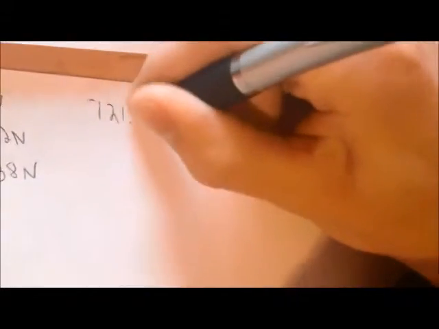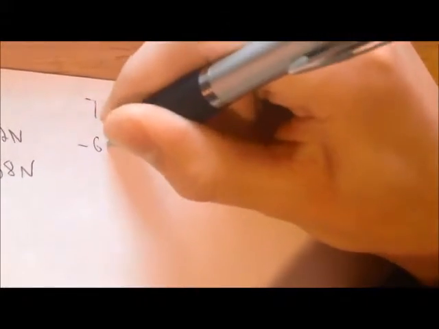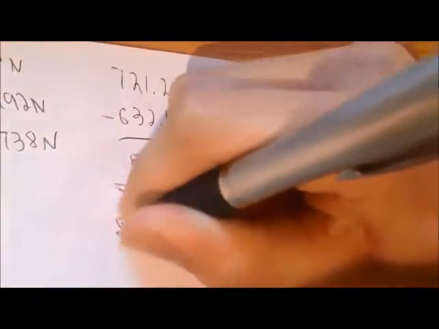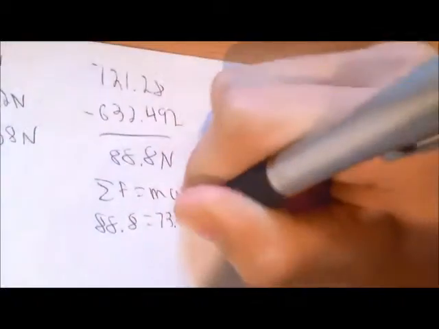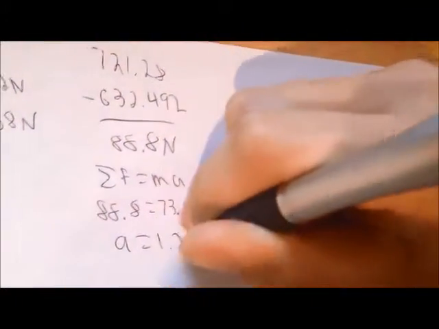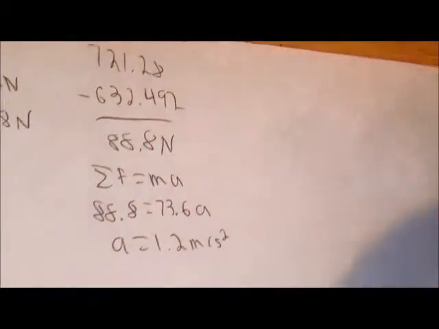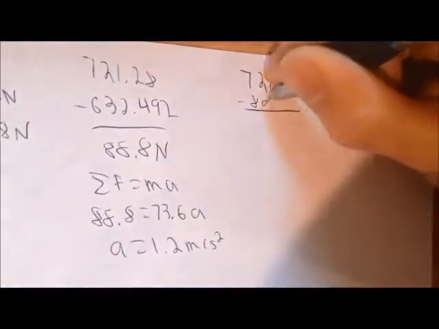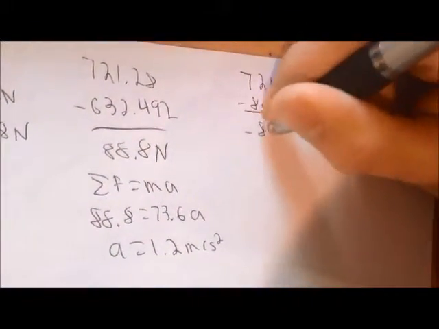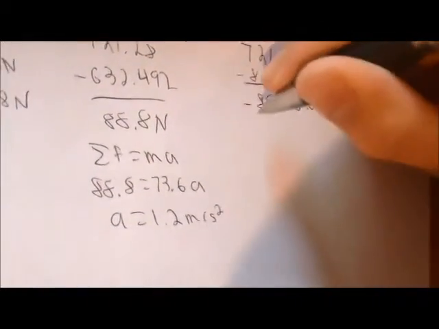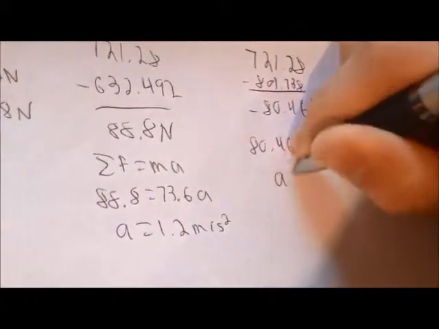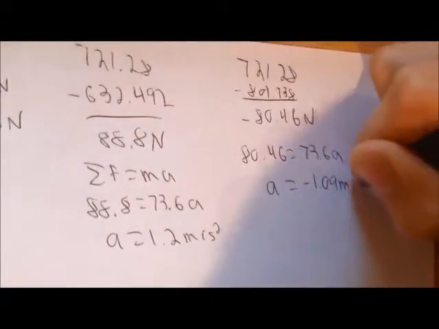So when the acceleration is positive, then you can figure out the net force by subtracting these numbers to get the net force of 88.8 newtons. And by saying net force equals mass times acceleration, 88.8 equals 73.6 a, causing a to be 1.2 meters per second squared. And then the other normal force, 721.28 minus 801.738 equals negative 80.46 newtons. And using the same formula, 80.46 equals 73.6 times acceleration, and acceleration is negative 1.09 meters per second squared.